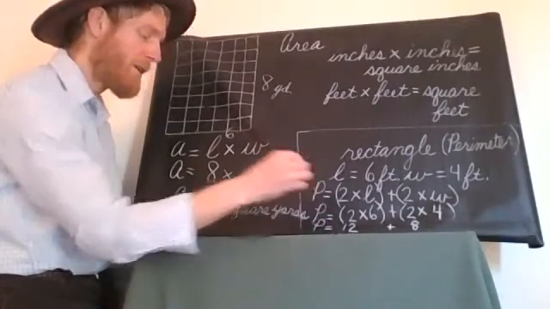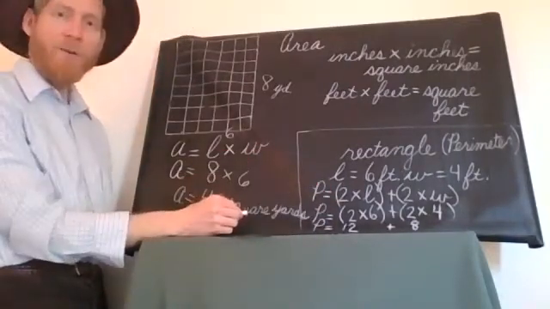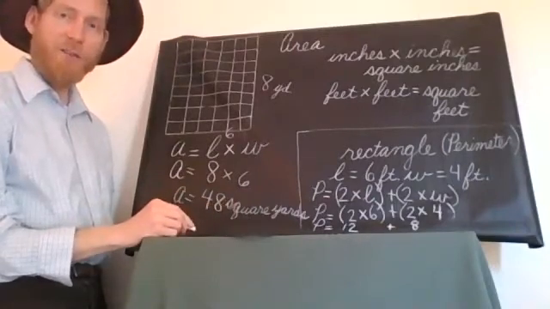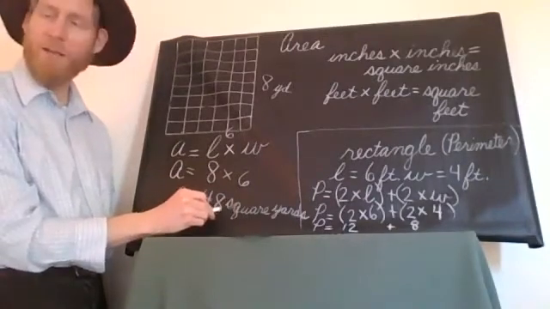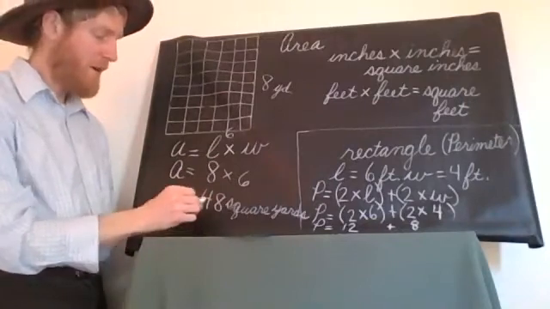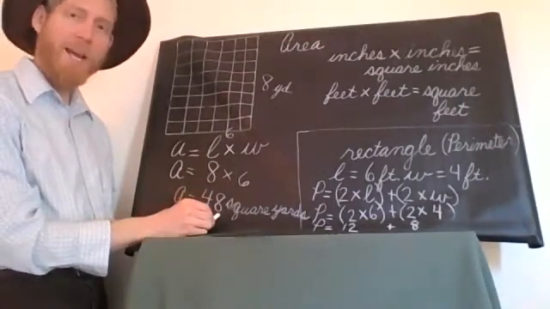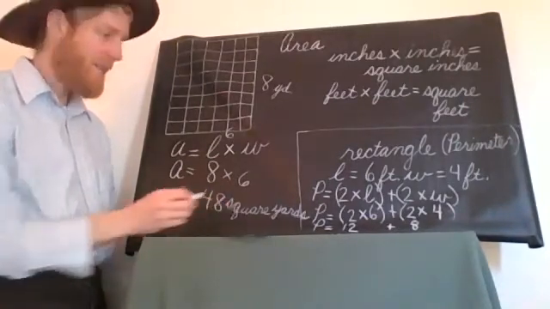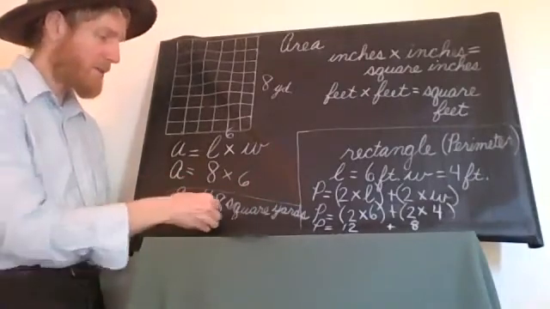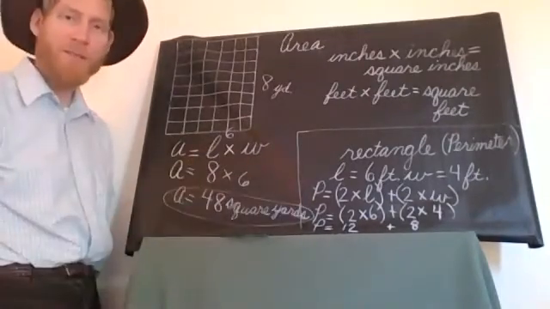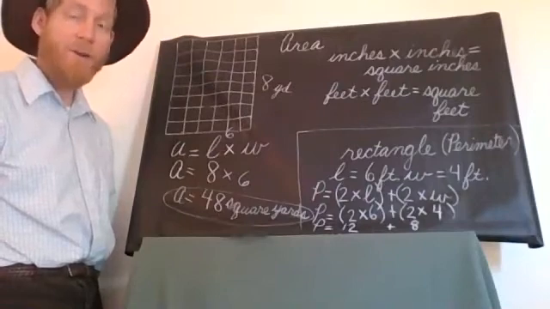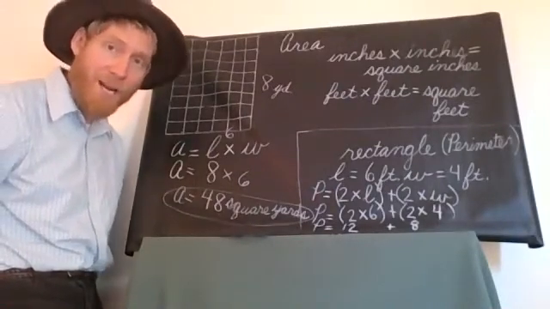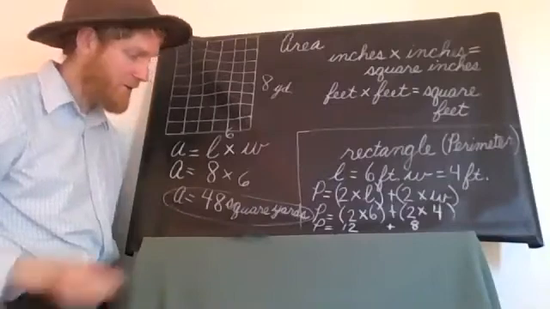Hard to fit it in there. Later, we'll talk about abbreviating the word square to SQ, which you've seen used before. A equals 48 square yards. All of that is the answer, and I'm going to circle it. A for area equals 48 square yards.